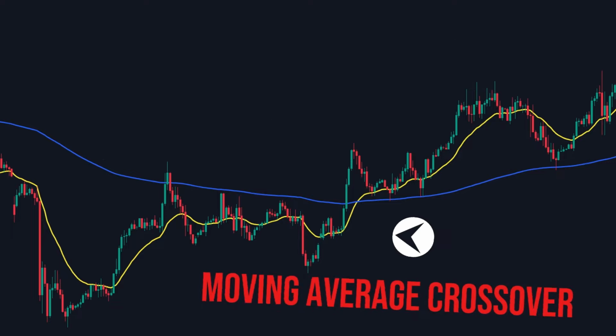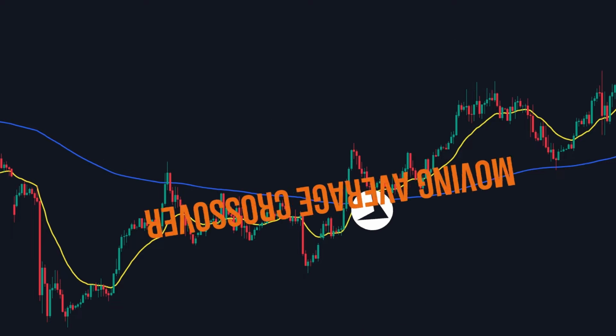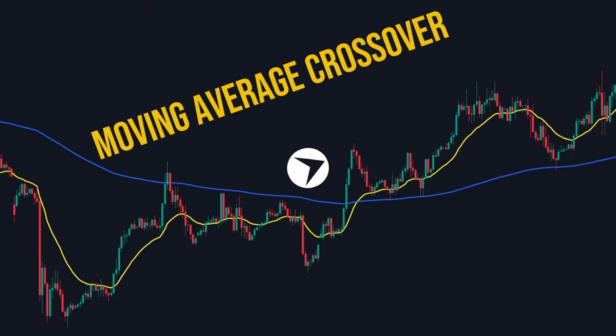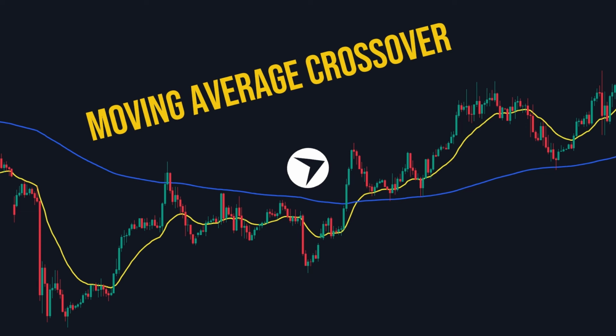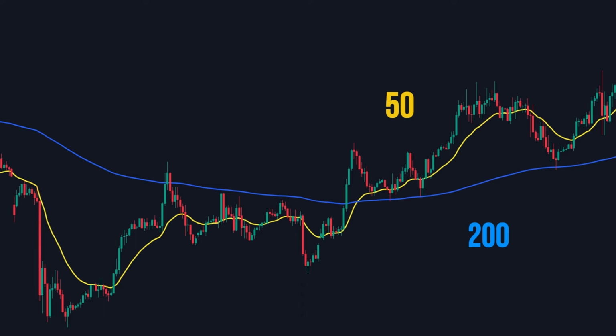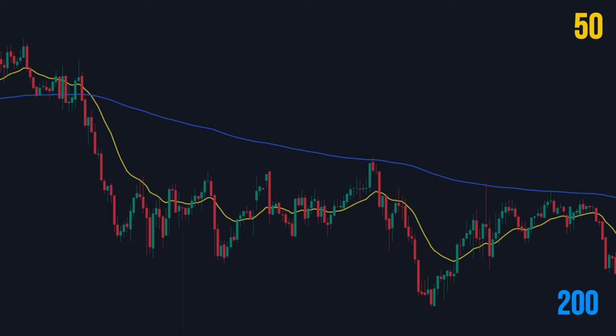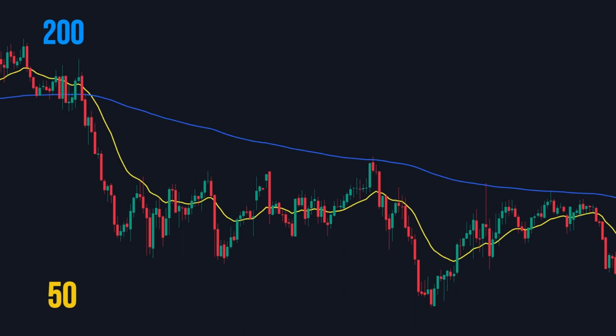It's called the moving average crossover, and it's one of the most popular ways to use this tool. To do it, you'll need two moving averages with different time periods. Just like before, let's use the 50-period MA and the 200-period MA. Here's how it works. In a strong uptrend, the shorter MA, the 50, will be above the longer MA, the 200. In a downtrend, the opposite happens. The 50 drops below the 200.